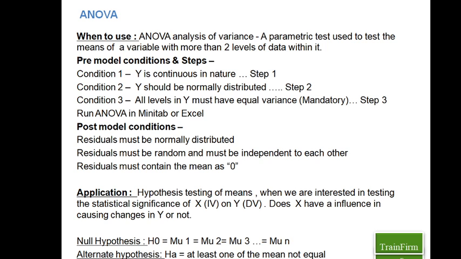Now let's understand where we apply ANOVA. ANOVA, as I told you, is a hypothesis testing of means. When we are interested in testing the statistical significance of an X, which is an independent variable, on Y, which is a dependent variable, or in other words, does X have an influence in causing changes in Y or not? If you are interested in this, and if you are fulfilling all the pre-model conditions we just discussed, that's when you will go ahead and apply ANOVA.